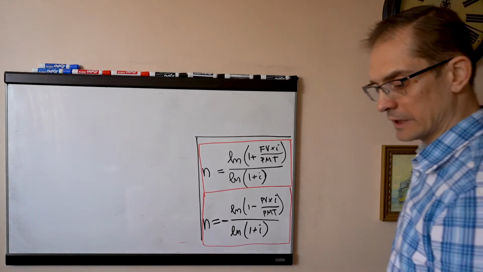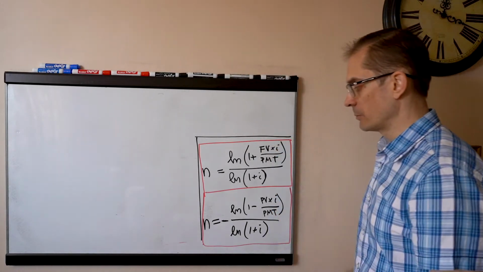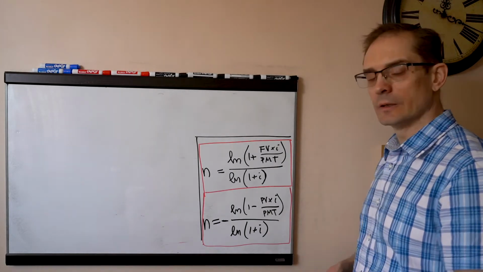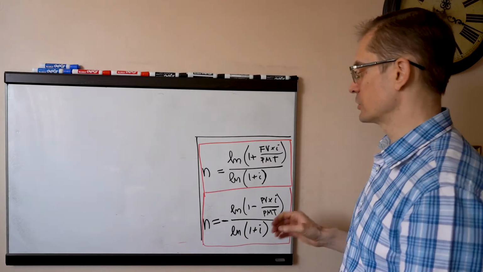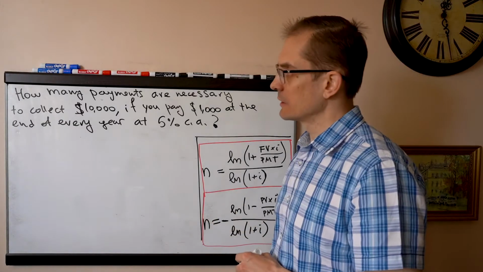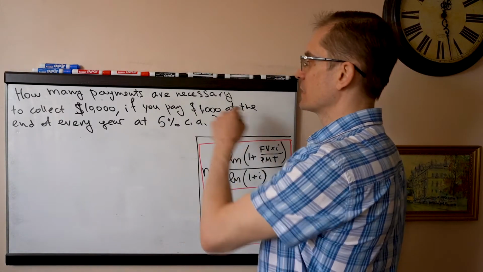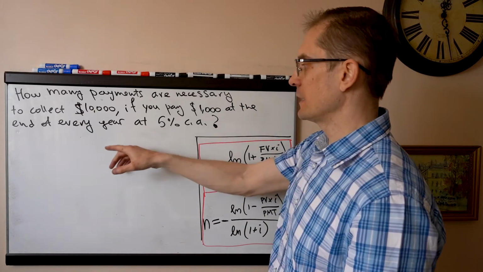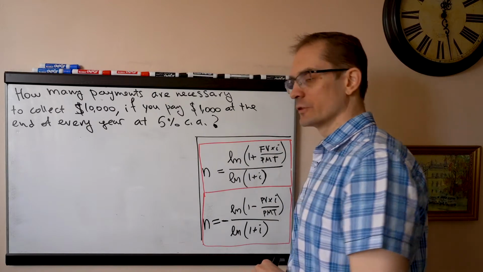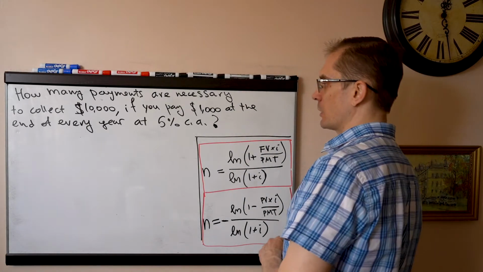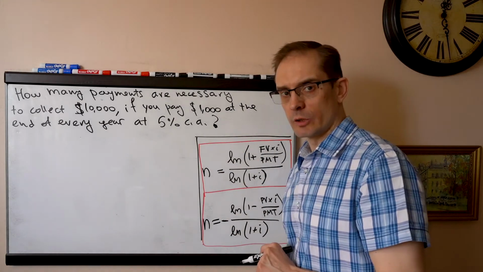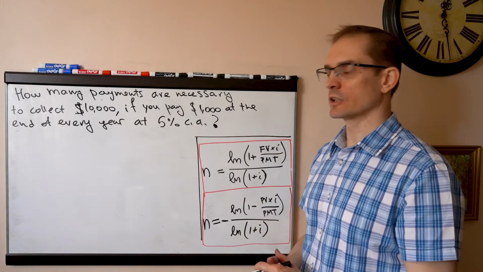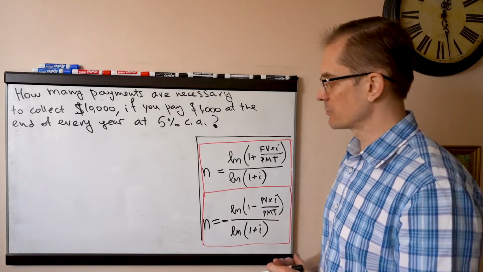Okay, let's go ahead now and consider an example of how we should use these formulas in applications. Consider this problem. How many payments are necessary to collect $10,000 if you pay $1,000 at the end of every year at 5% compounded annually? That's a pretty straightforward problem, but there are some interesting things to discuss in it.